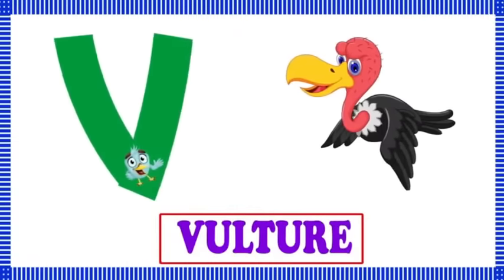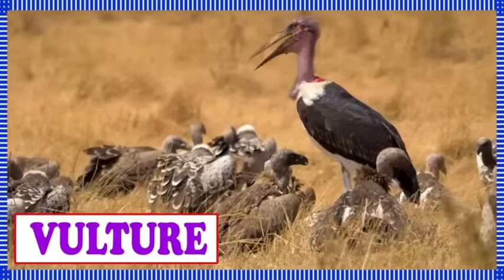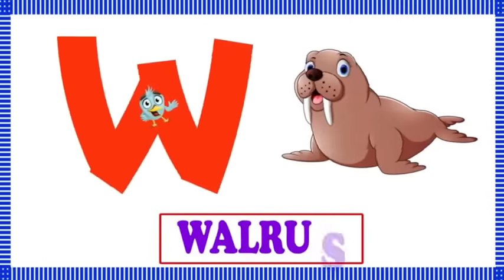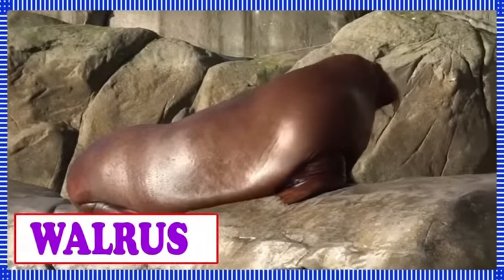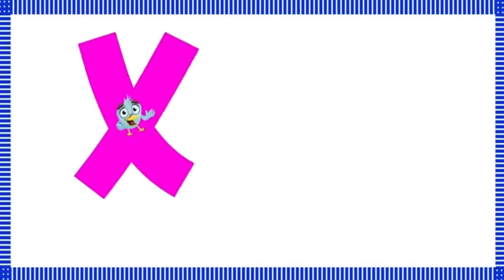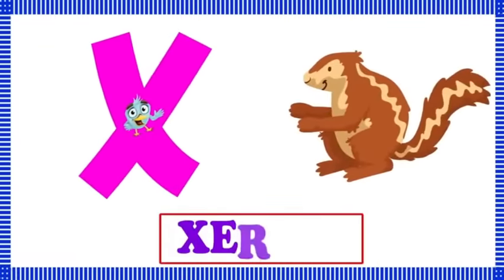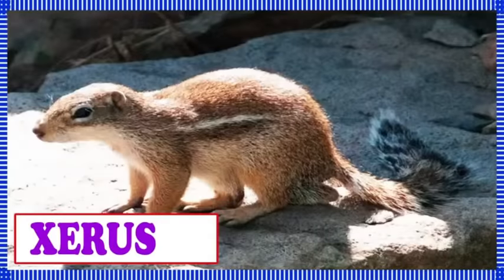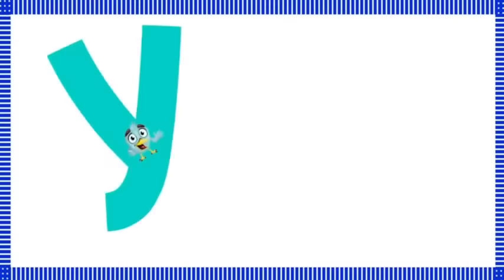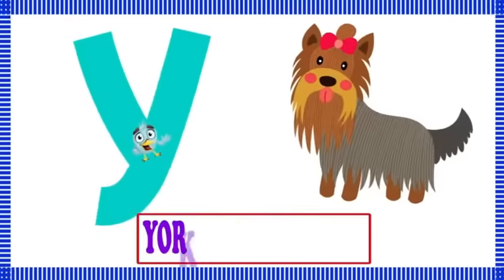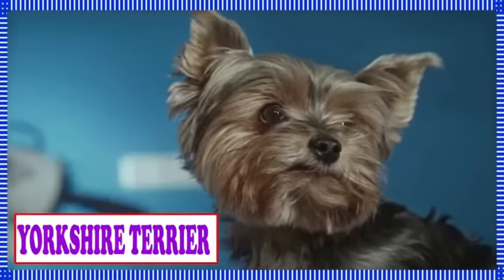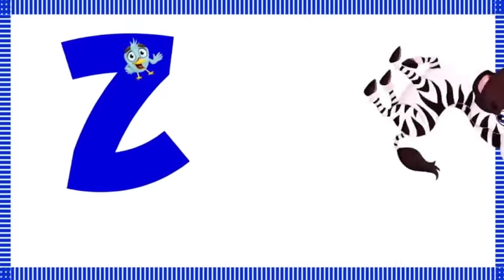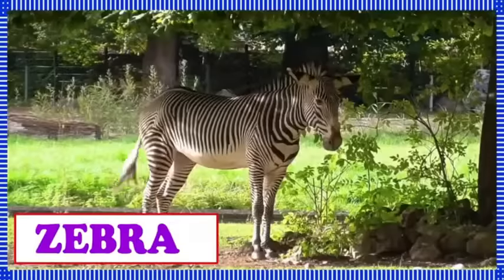V is for vulture. W is for walrus. X is for xerius. Y is for Yorkshire Terrier. Z is for zebra.